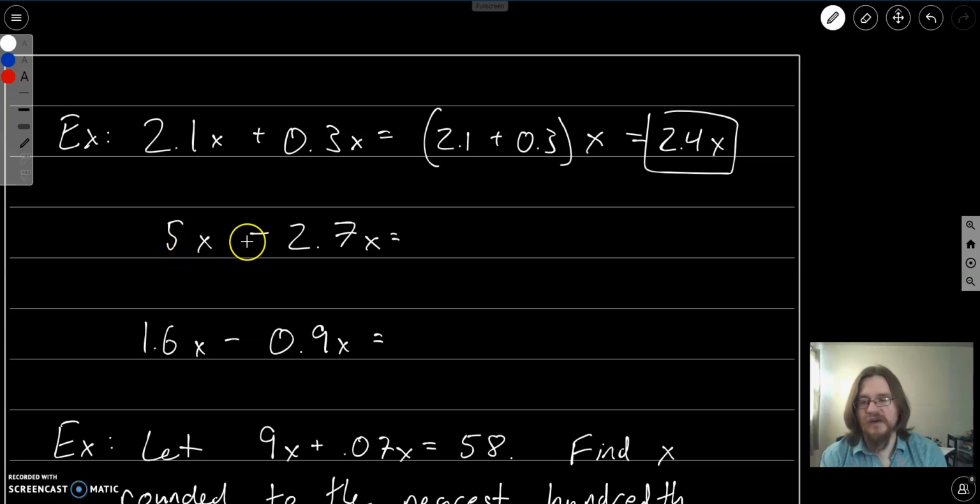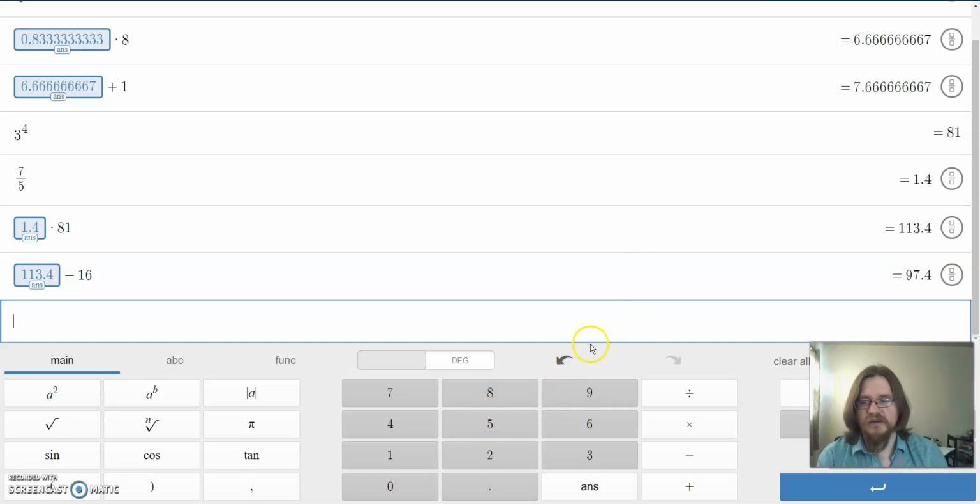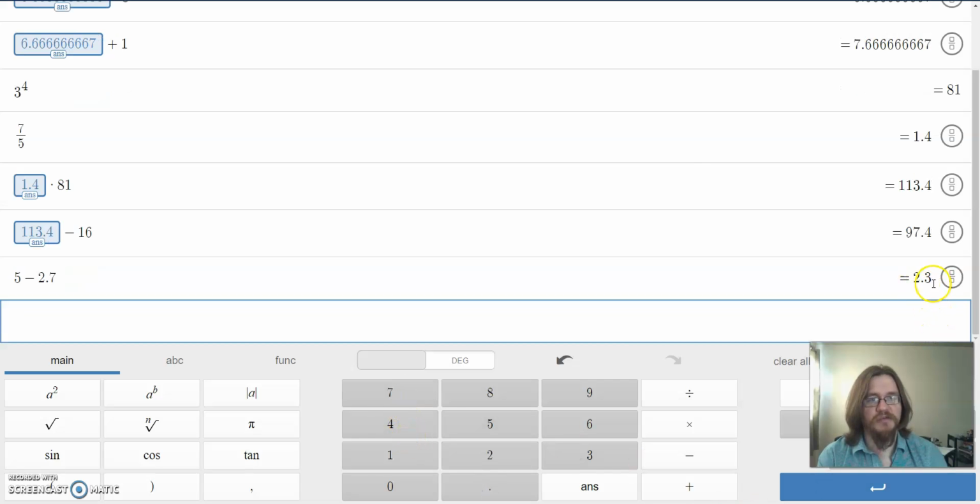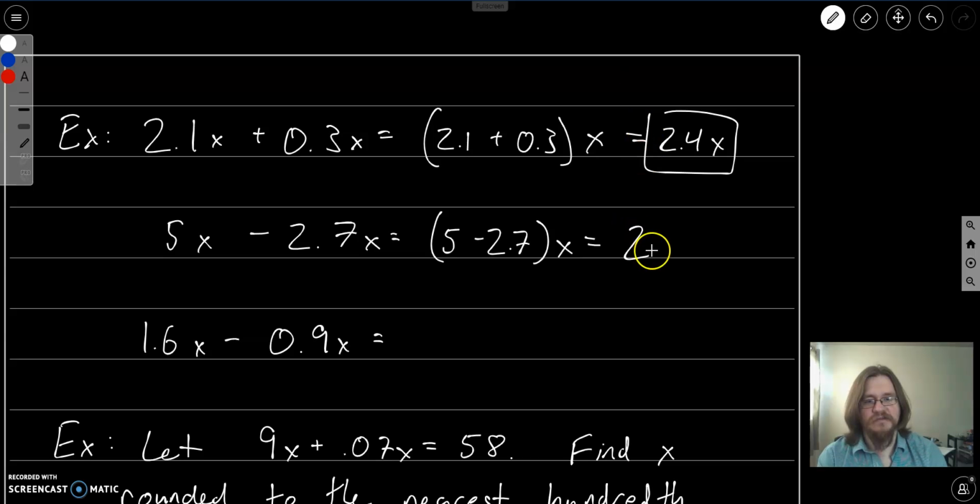If I've got 5 x's and I want to subtract 2.7 x's, this works in exactly the same way. If I had 5 apples and I take away 2.7 apples, I'm left with some number of apples. So again, what I'll do is I'll take the 5, I'll subtract 2.7, and this is how many x's I'll have left. This is something I can do, for instance, in a calculator. So I can go 5 minus 2.7. I hit enter, and I get 2.3. So here I'll have 2.3 x's.